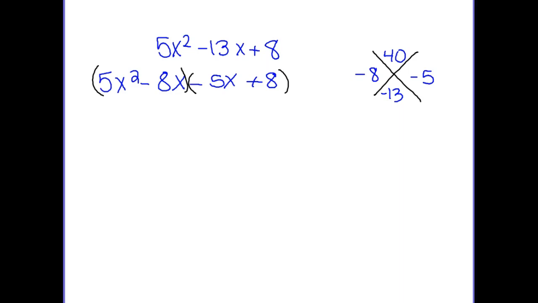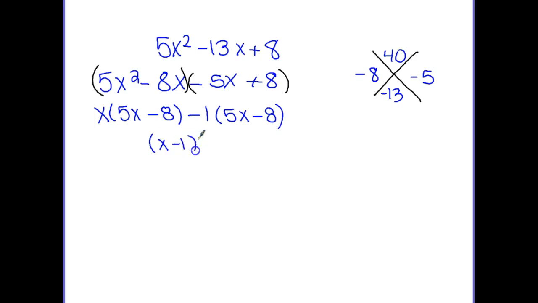So out of 5x squared and 8x, I can remove an x, leaving 5x minus 8. Out of negative 5x and positive 8, I'm going to remove a negative 1, giving me 5x minus 8. So this factors as x minus 1, 5x minus 8.